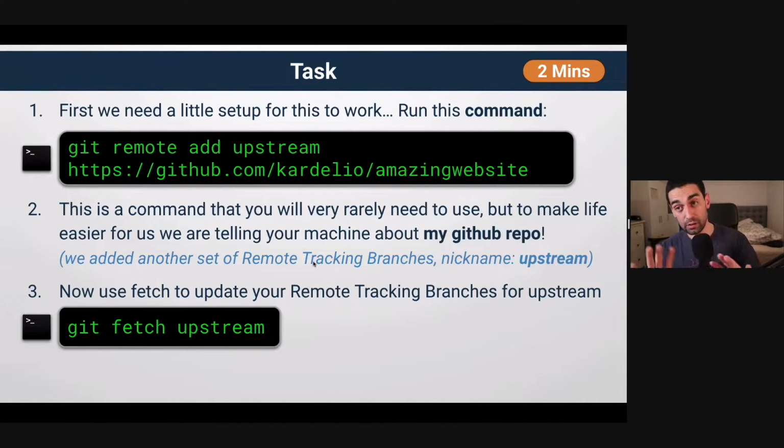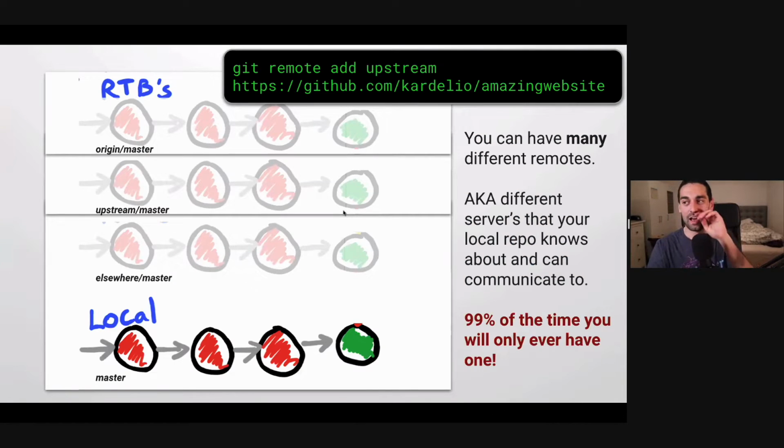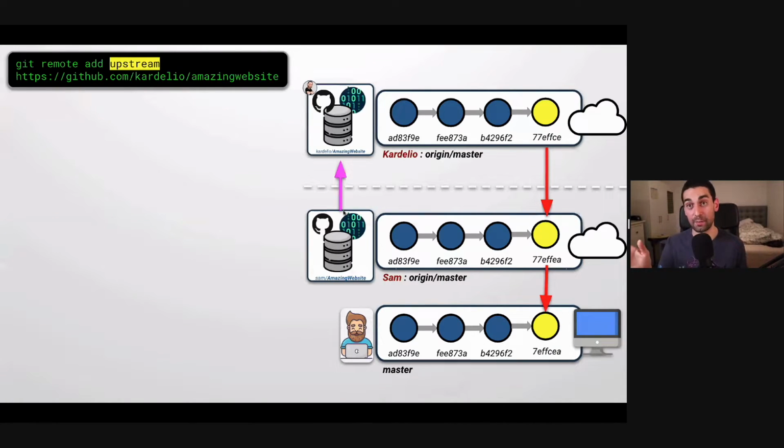Before we carry on to the conflicts, I want you to add another remote to your system. Now, this is something completely different than conflicts, but we're doing this to make our lives easier, okay? We will rarely use this command, but what this does, if I can just go back to this diagram here, right?